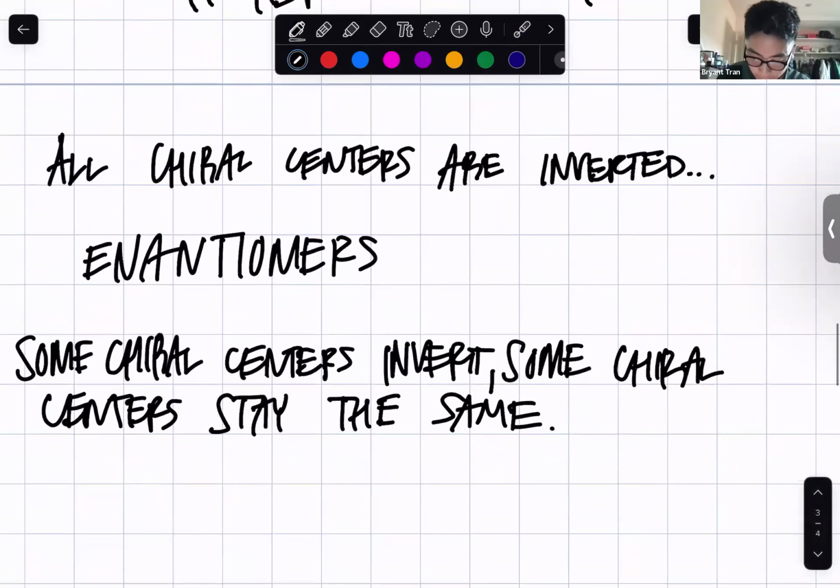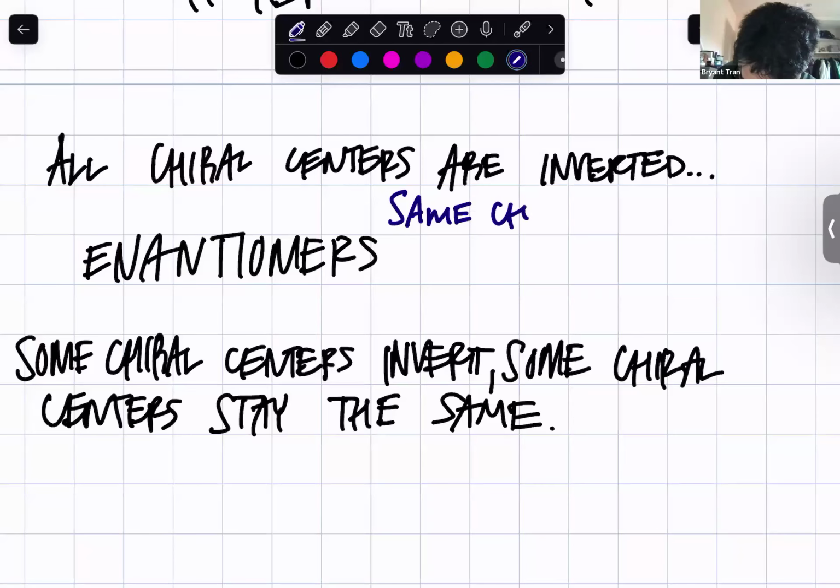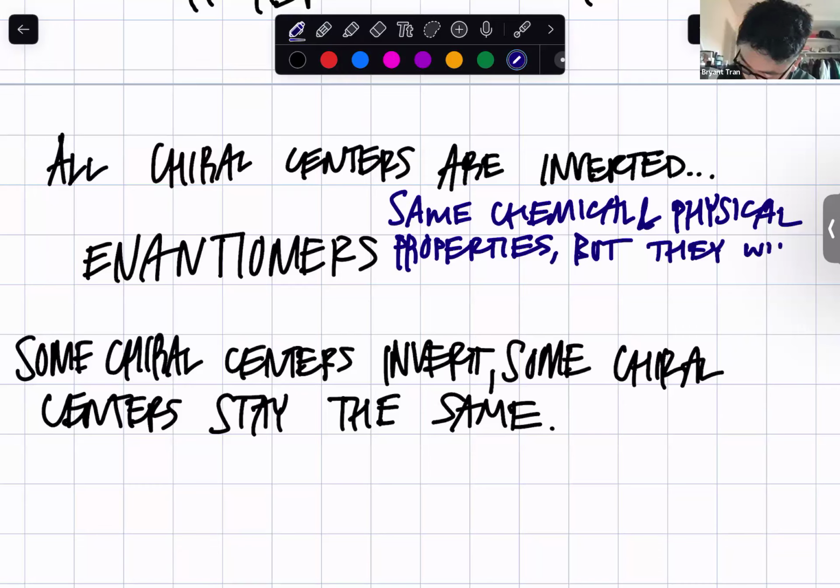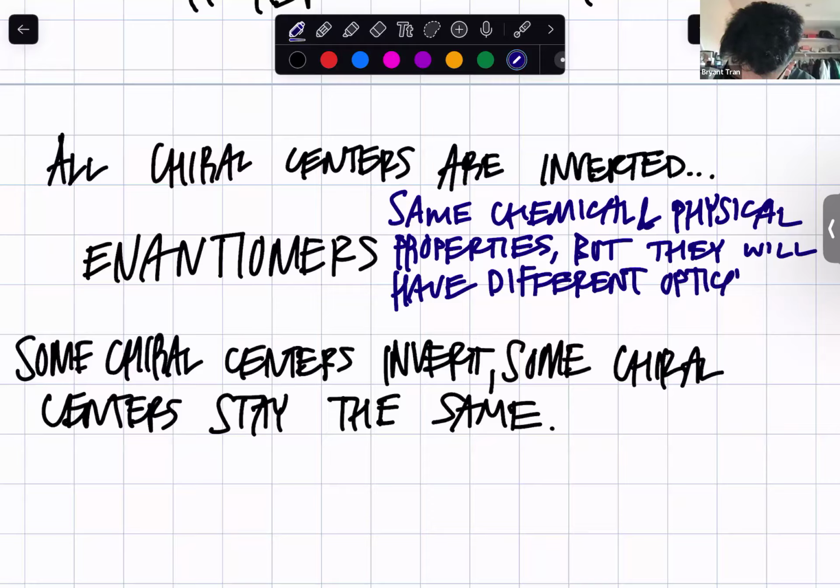So enantiomers will have the same chemical and physical properties like melting point, boiling point, but they will have different optical activity. Okay.